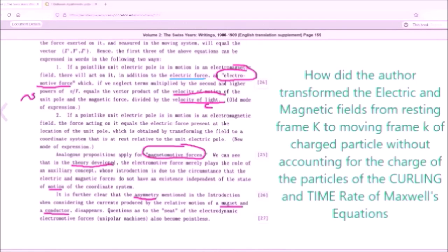A magnet will create a magnetic field in the entire space. When the conductor moves, it only creates electric current inside the conductor. That asymmetry, he said, will now disappear. The question as to the seat or the origin of the electromotive force, unipolar machines also become pointless. In other words, he claims that he was now able to remedy the problem of asymmetry. There is no asymmetry anymore.